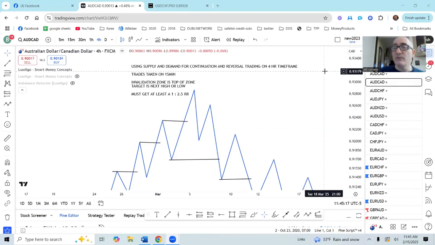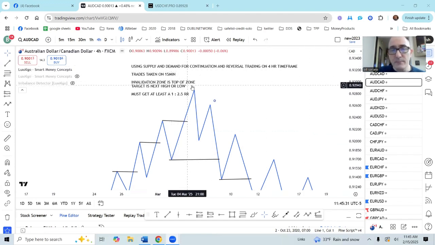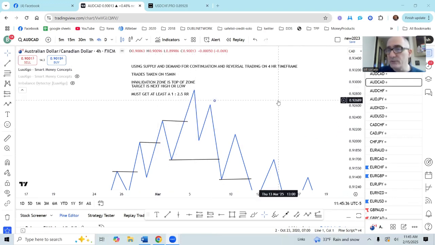Normally we'll find a refined supply or demand zone on the 15-minute after we get that change of character or lower time frame flip that we're looking for. I'll tell you all about this. Invalidation zones will be at the top of that zone, and the target will be the next higher low. Must have at least a 1 to 2.5 risk to reward ratio to take the trade.